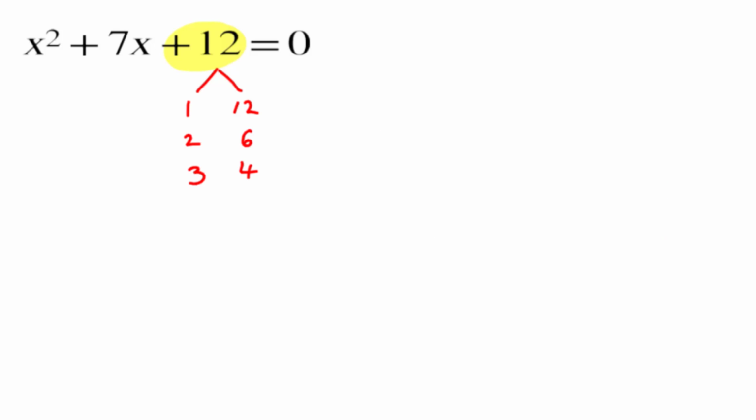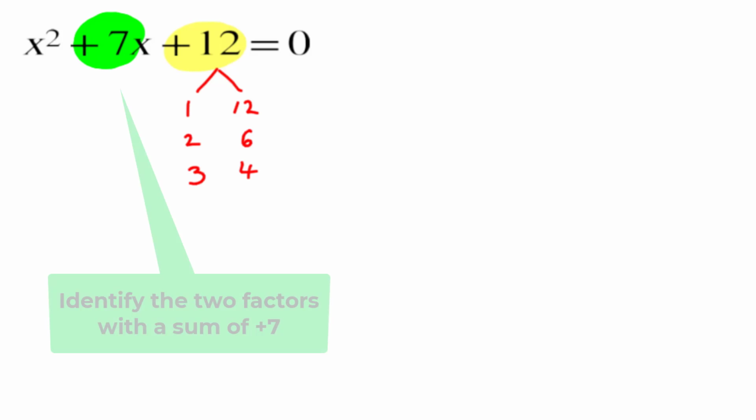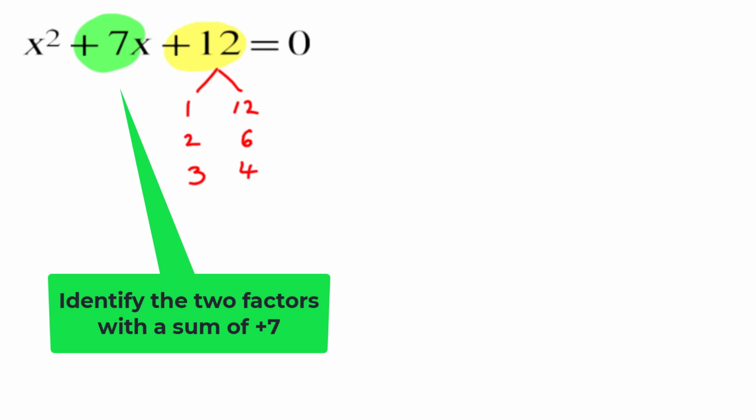Now we have to decide on the sign of each one of the factors. For each pair, we need to decide which sign they're going to take. For this, we look at the sum of the two factors, which is the factor of x. That will give us the sign of the factors that we need in order to factorize this quadratic. So we need to identify two factors with the sum of plus 7.